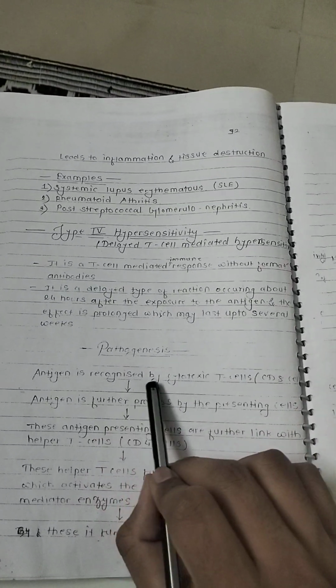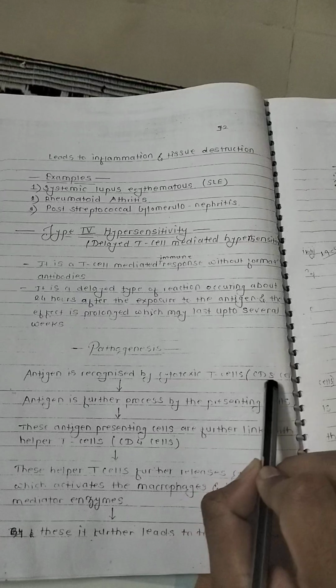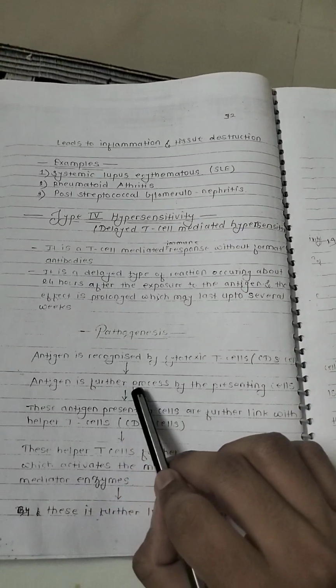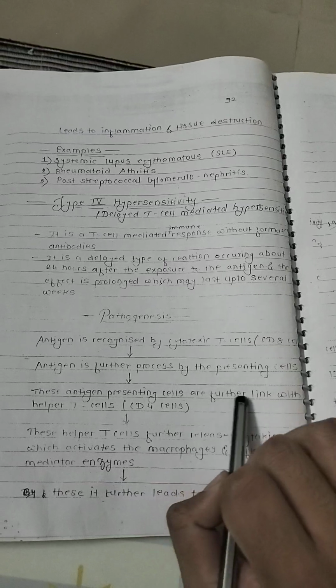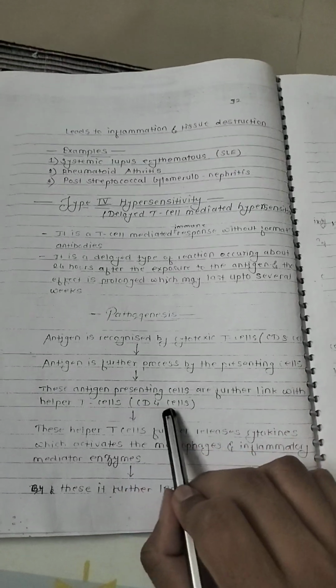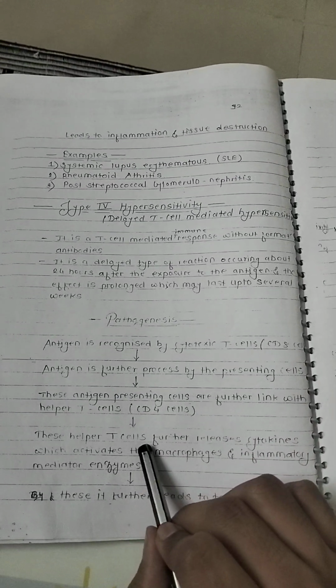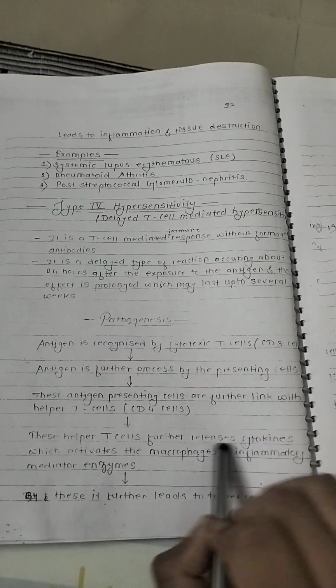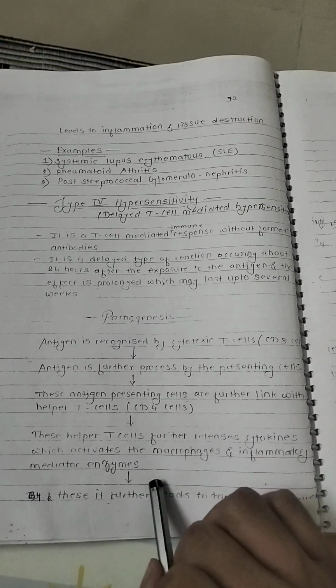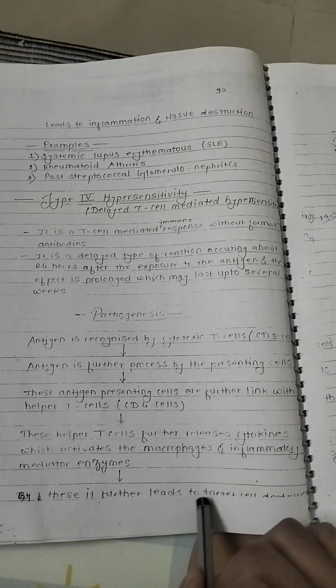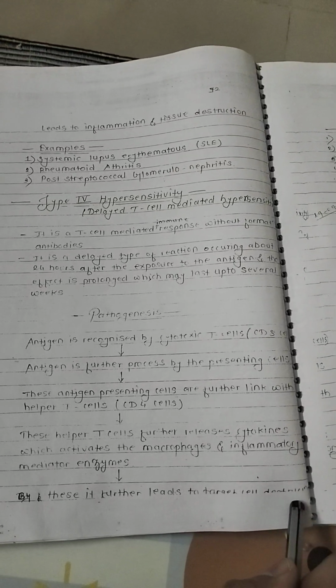Pathogenesis. Antigen is recognized by cytotoxic T cell, CD8 cell. Antigen is further processed by the antigen presenting cell. The antigen presenting cell is further linked with the helper T cell, CD4 cell. This helper T cell further releases cytokines, which activate the macrophages and inflammatory mediator enzymes. This further leads to target cell destruction.